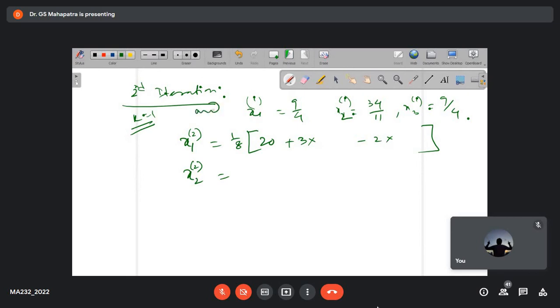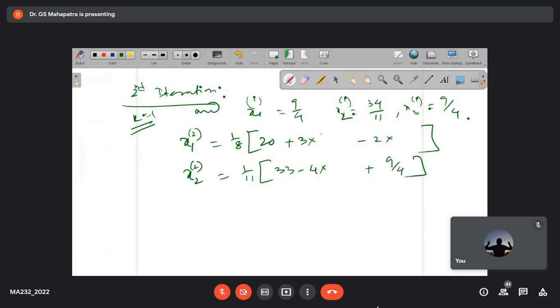And this one, second iteration, k equals 1, x1 1 is 9 by 4, x2 1 is 34 by 11, x3 1 is 9 by 4. 1 by 11, okay, 33 minus 4 into plus, that is x3, so 9 by 4, correct? 9 by 4.